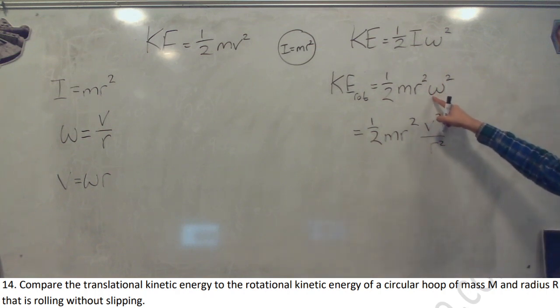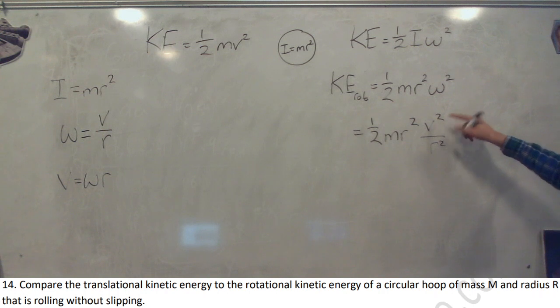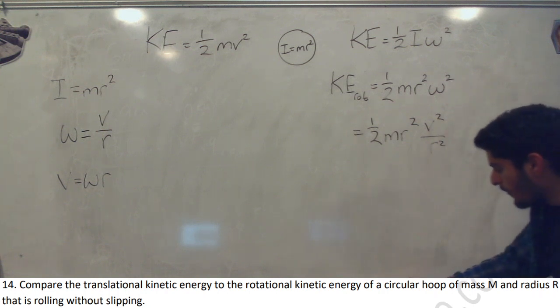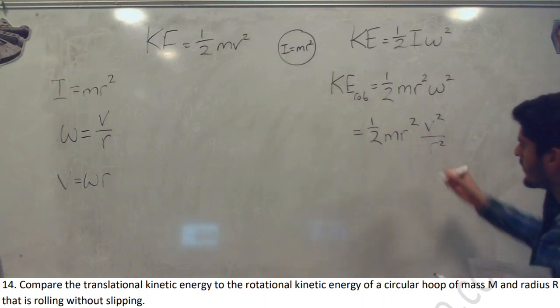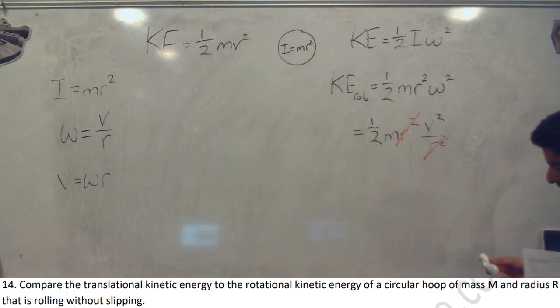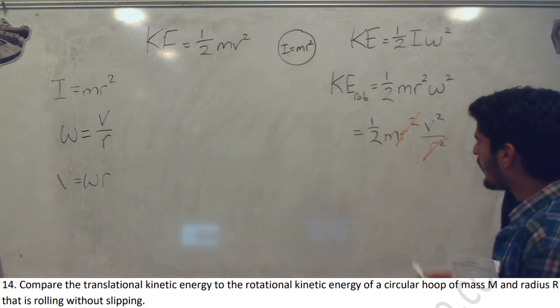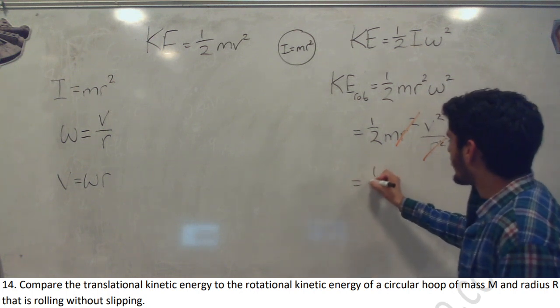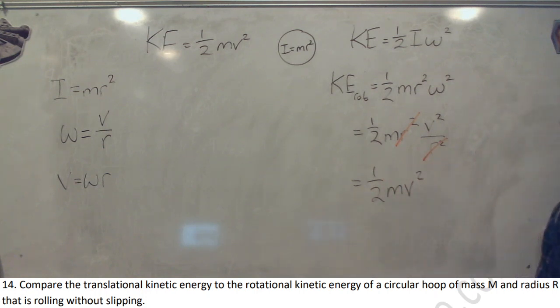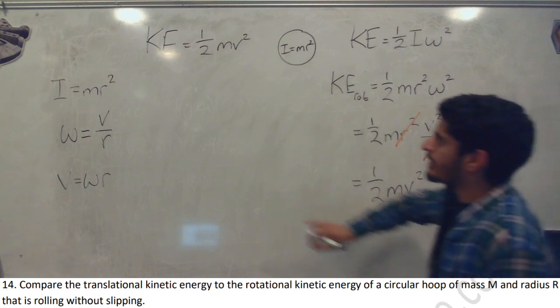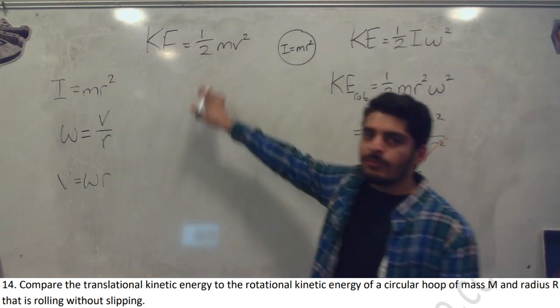Because v over r squared is just the same as distributing that squared in between these two objects. And what I want to do is, now that I see an r squared and an r squared, I can just cross them both out. We don't need them anymore. And all we're left with is 1/2 mv squared. Well, it looks like that 1/2 mv squared is the exact same as that 1/2 mv squared.